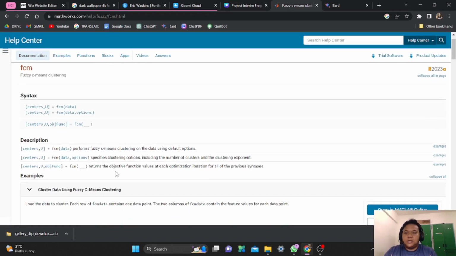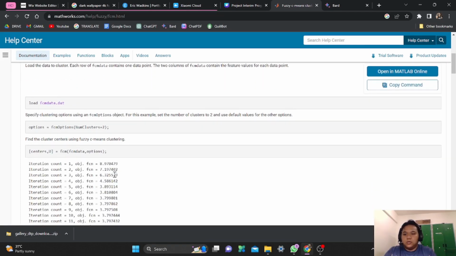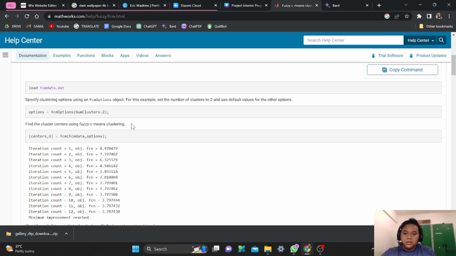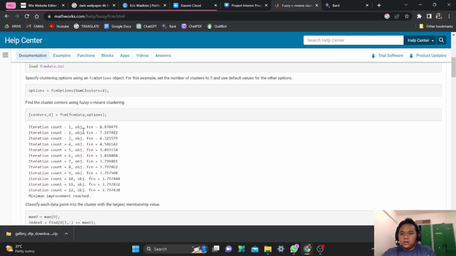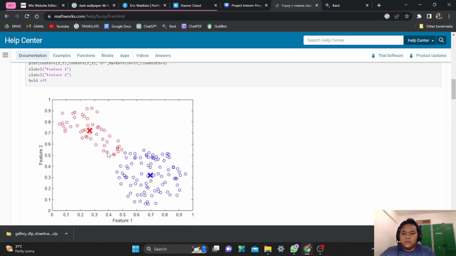Here is the syntax of the FCM method that we will use. So here is the load data which will be used, but here it is a .dat file, and we will use .csv. So we will modify this code to make it work on CSV data. After that, we will set the number of clusters in this code, and then we will start clustering using this code. After that, we will plot the result. That's all from me. Thank you.